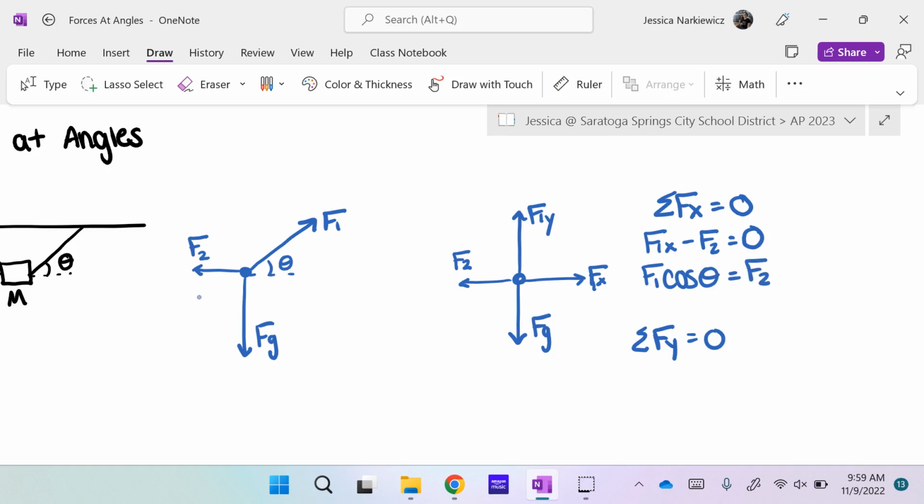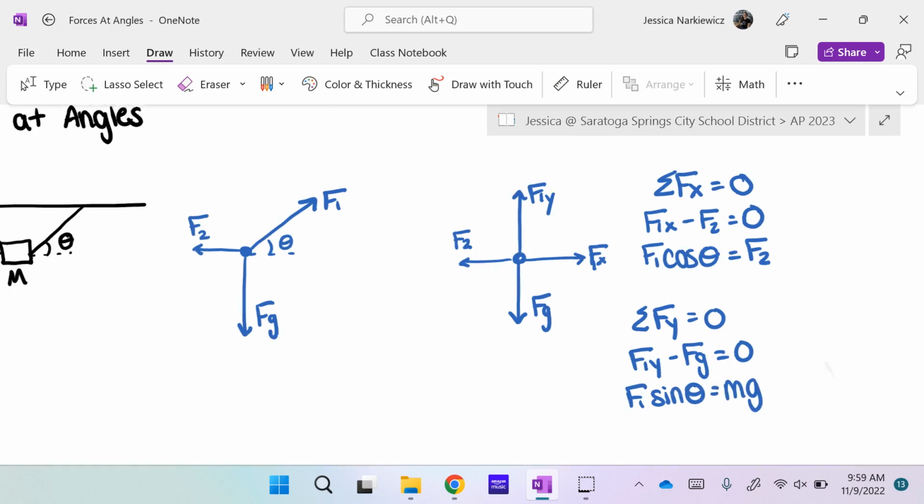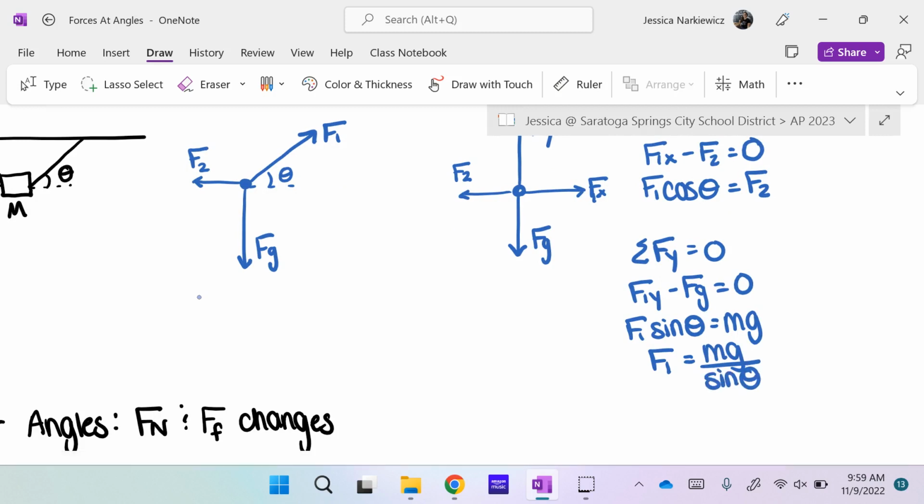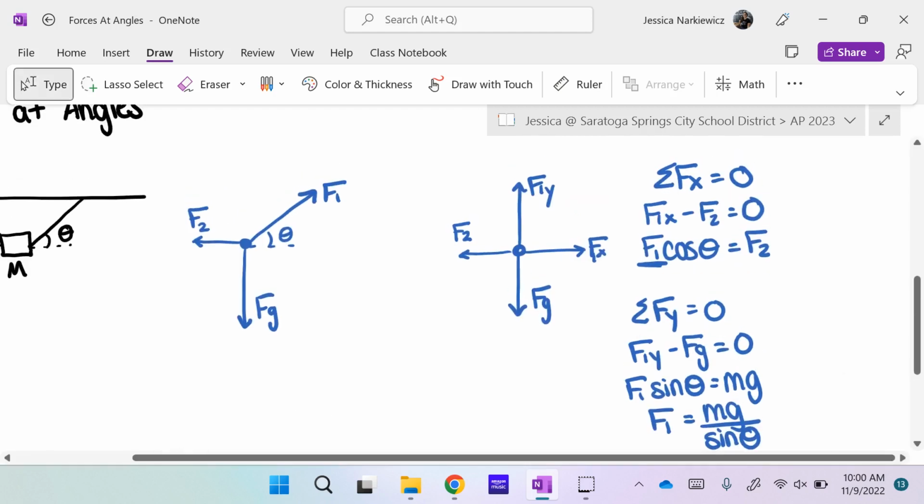And then in the y direction, F1y minus Fg is 0. So F1 sine theta has to equal mg. Okay? And this equation in the y direction allows me to find F1 by just dividing by the sine of theta. And then once I have F1, I could substitute that in here and solve for F2. So having those components can be really, really helpful because it allows me to solve the problem.